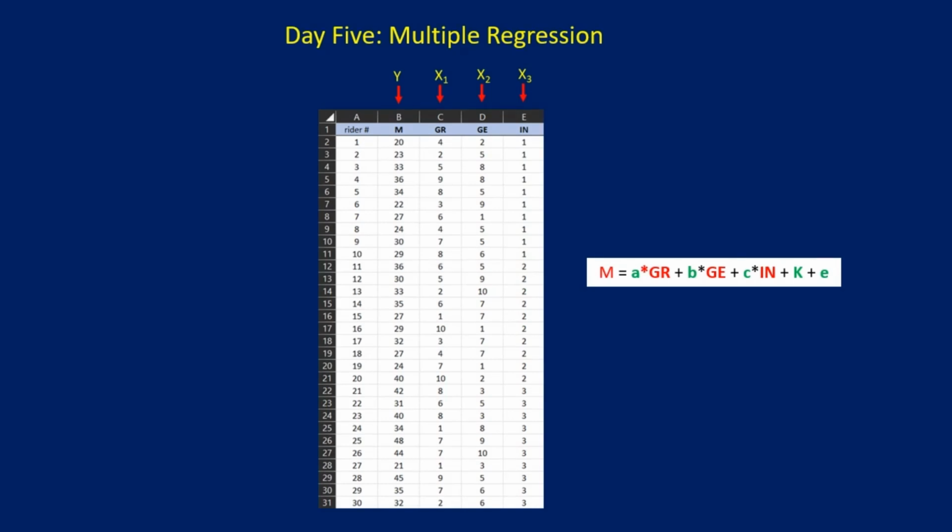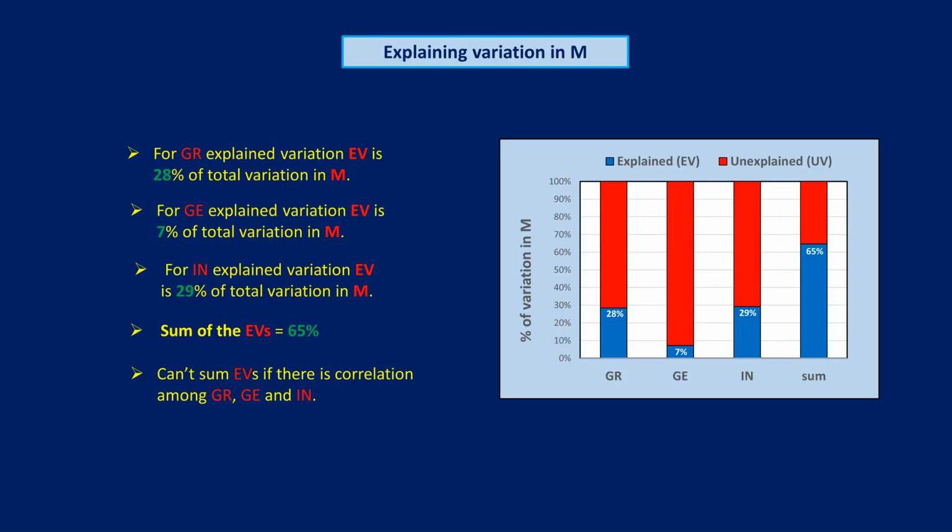Last week, we used the Excel function LINEST to do simple regressions to estimate the equations relating m to each of our three explanatory variables, gr, ge, and in. Each of these regressions reported the percentage of the total variation in m explained by each of the three variables. And when we added up those percentages, we got a combined percentage of 65%, suggesting that together, gr, ge, and in explain 65% of the total variation in m.